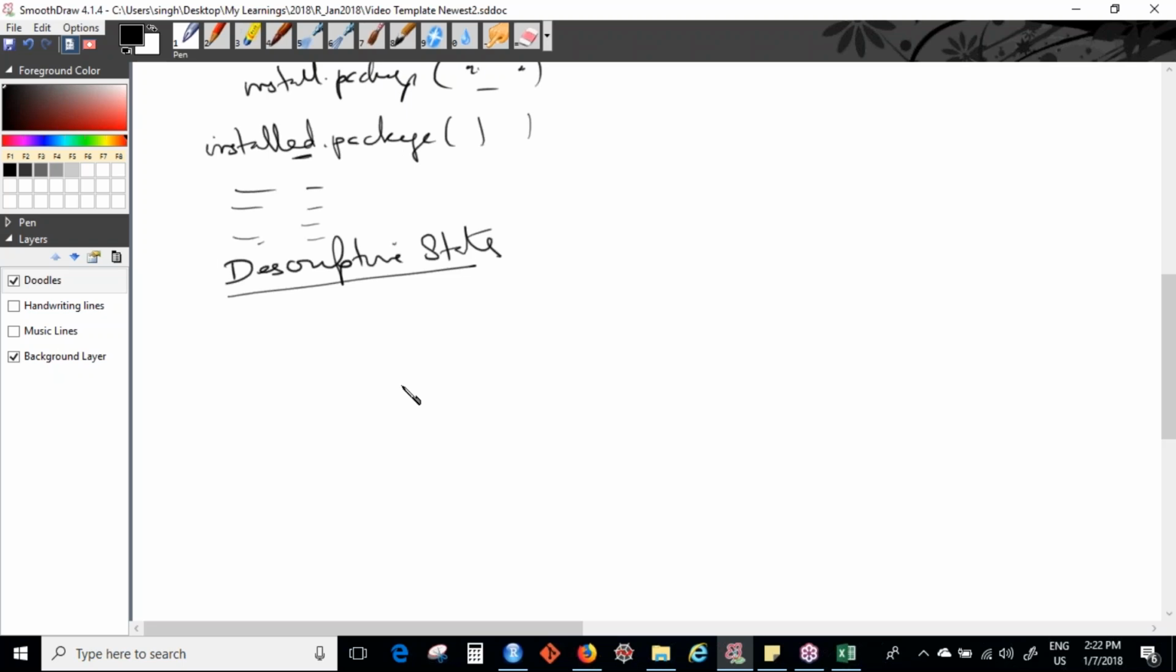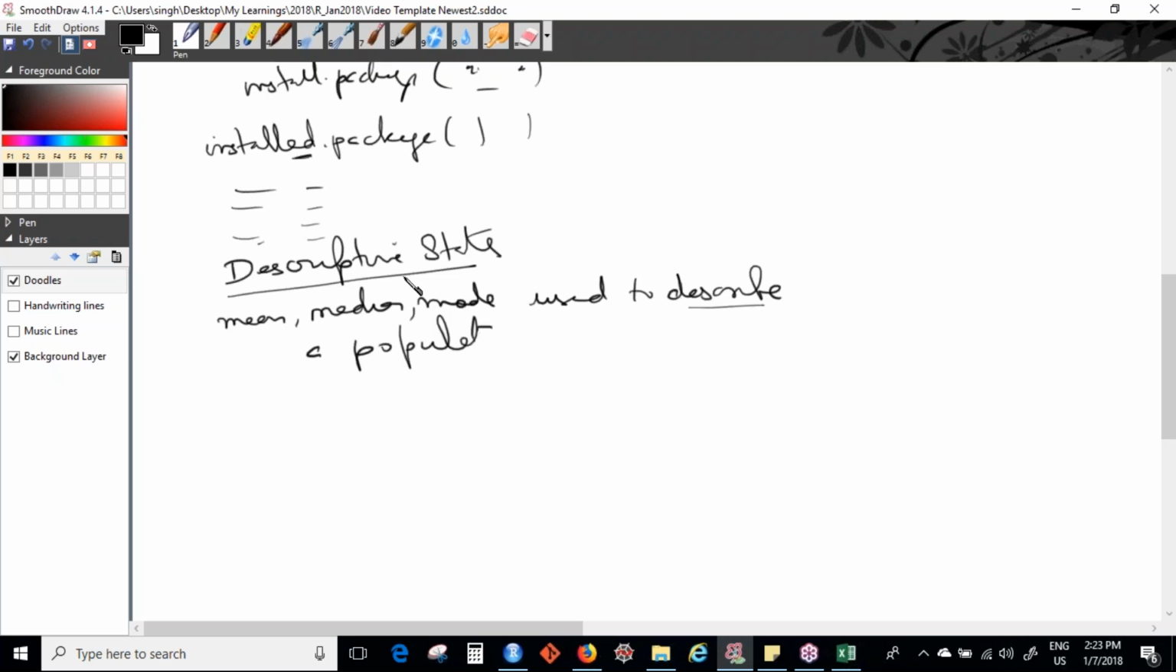Yes, guys. What did we see in descriptive statistics? Yeah, the mean, median, mode, right? Histograms you can say, but actually it is mean, median, mode. Okay. So why is it called descriptive statistics? It is called descriptive statistics because those parameters, mean, median, mode, are used to describe a population. Hence, they are known as descriptive statistics.